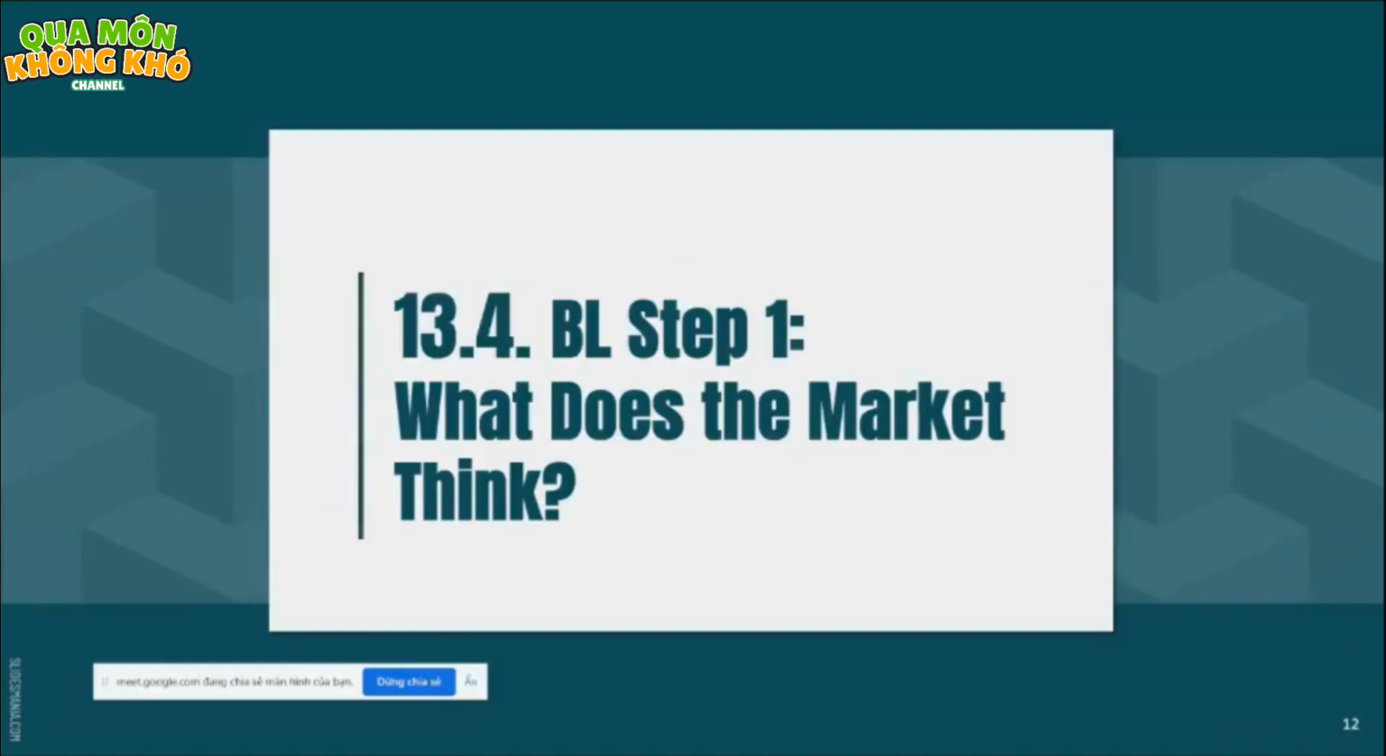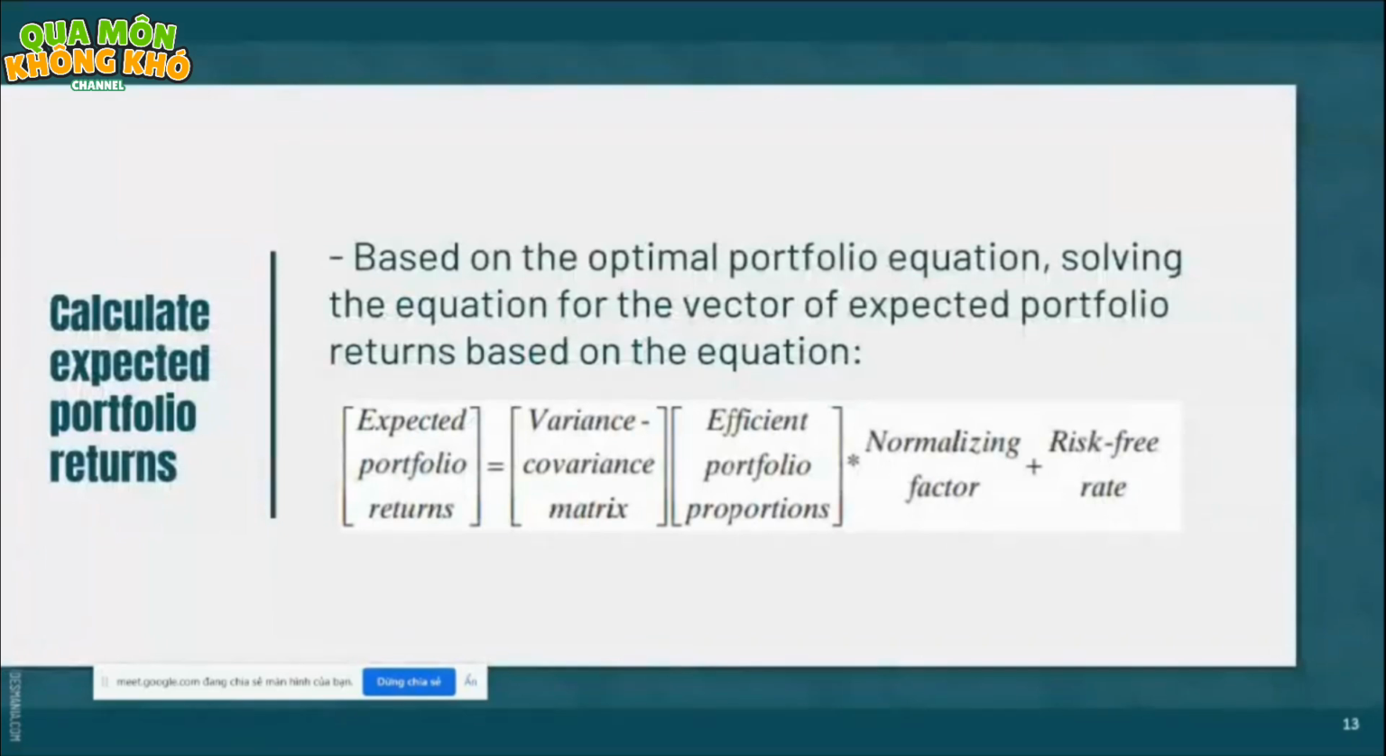So the fourth part is step one of the Black-Litterman method. It is: what does the market think? So we can solve the equation for the vector of expected portfolio returns based on this equation. You can see expected portfolio returns will equal the variance covariance matrix multiplied by efficient portfolio proportions, multiplied by a normalizing factor, and then plus the risk-free rate.